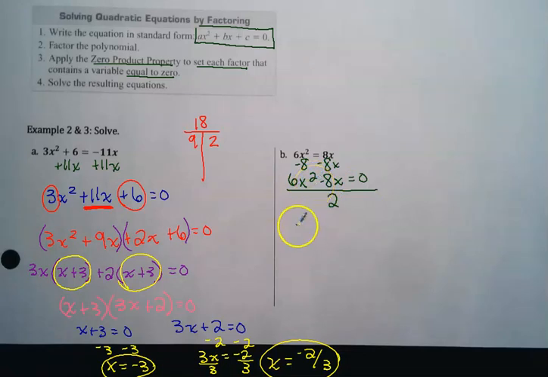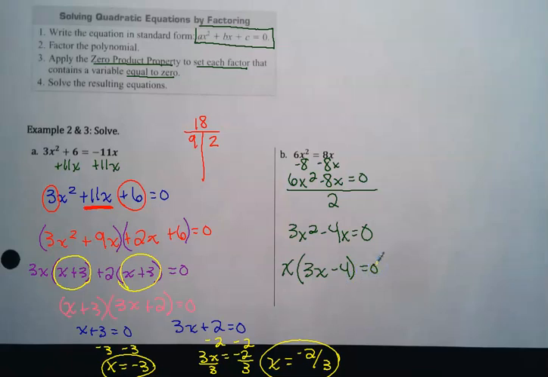6x squared divided by 2 is going to give me 3x squared. Minus 8x divided by 2 is going to give me minus 4x. 0 divided by 2 is 0. That makes it easier to do. And then now I'm just going to factor this binomial because all I have is a binomial. So what do 3x squared and minus 4x have in common? An x. So 3x squared divided by x is 3x. Negative 4x divided by x is going to give me negative 4.